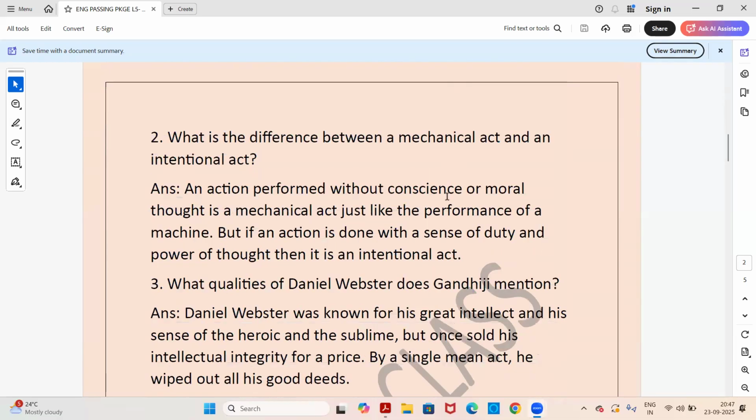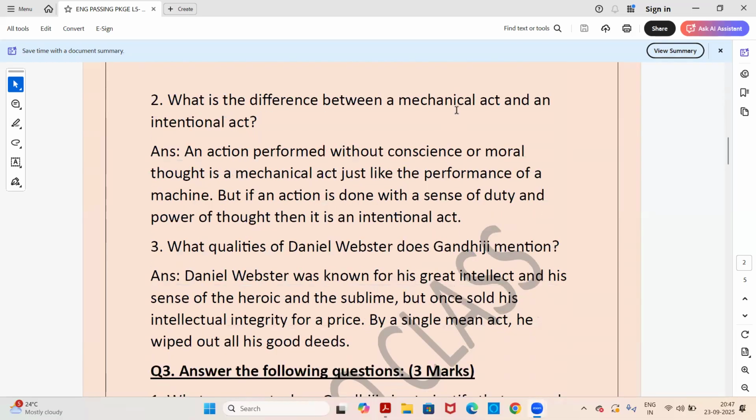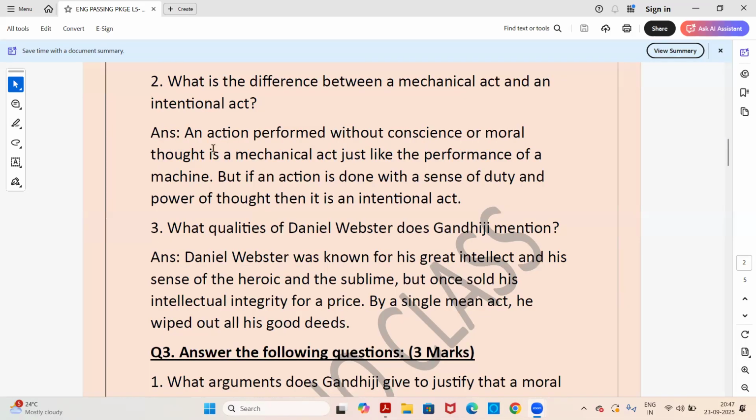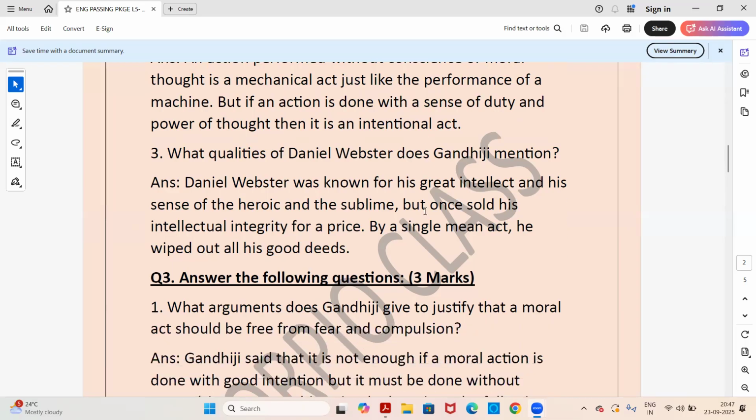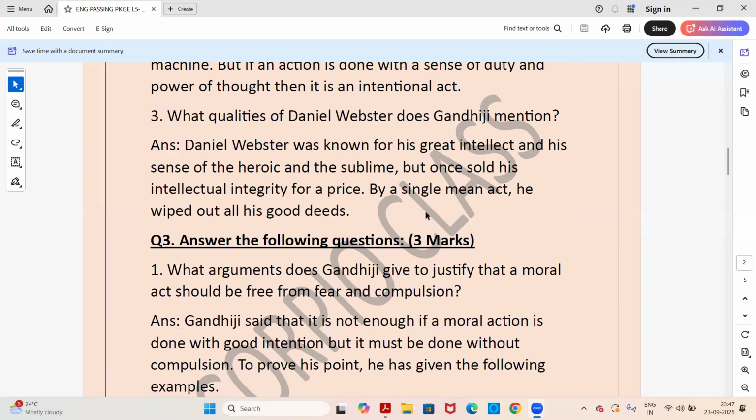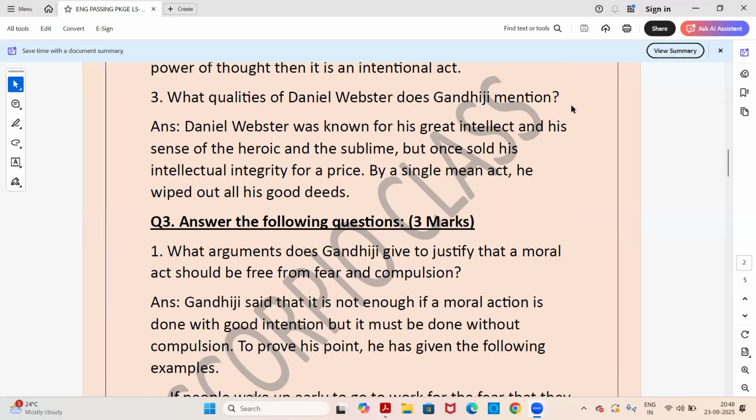Second question, what is the difference between a mechanical act and an intentional act? Answer, an action performed without conscience or moral thought is a mechanical act, just like the performance of a machine. But if an action is done with a sense of duty and power of thought, then it is an intentional act. Third question, what qualities of Daniel Webster does Gandhiji mention in the chapter?